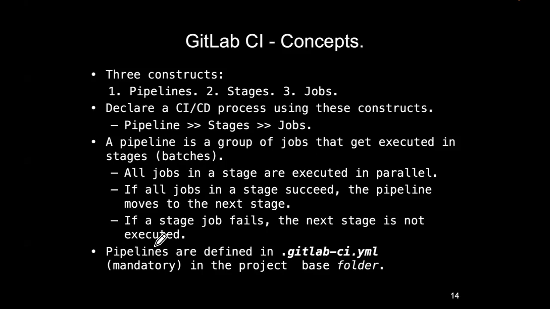These pipelines we define in a special YAML file, and the file has to be given this exact name, and this file has to be located in the base folder of your project. So when you do a git push to the GitLab repository, the GitLab service itself looks for this file, and then it starts executing, if you like, this file. So it has to be named that.